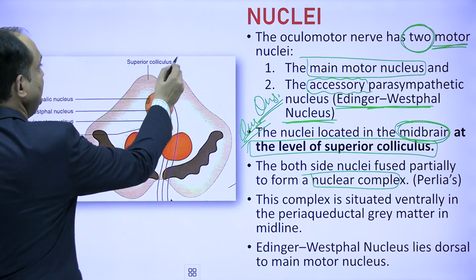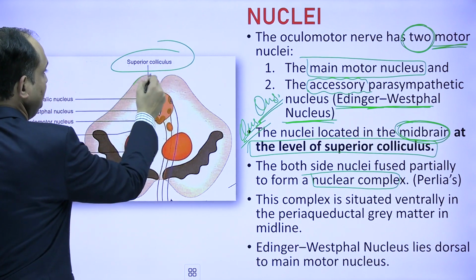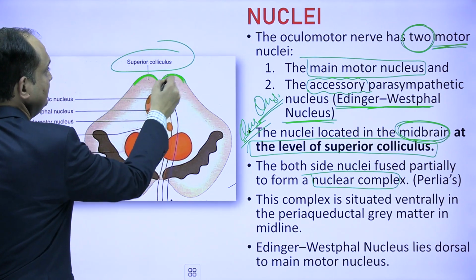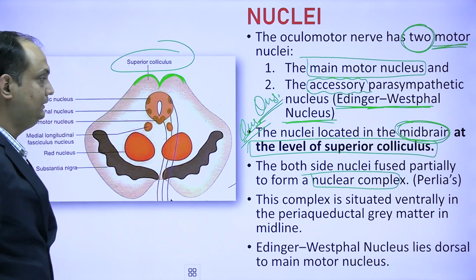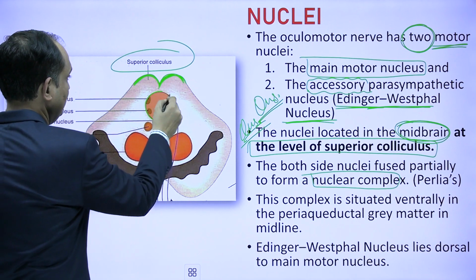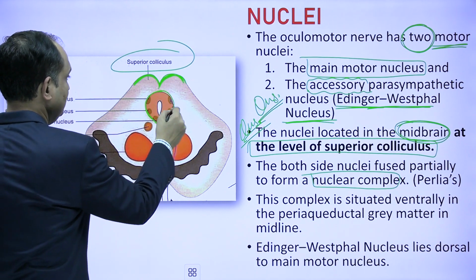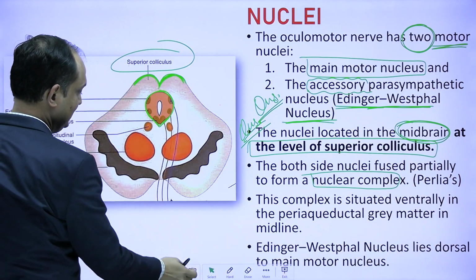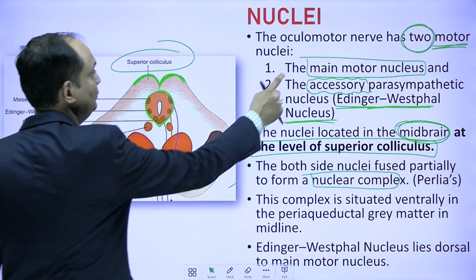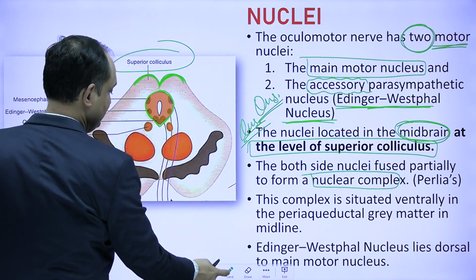Now in this diagram you can see a section of the midbrain at the level of the superior colliculi. The superior colliculus is an elevation on the posterior surface of the midbrain. At this level you can see the central gray matter. In this central gray matter there are both nuclei, the motor nucleus as well as the Edinger-Westphal nucleus.